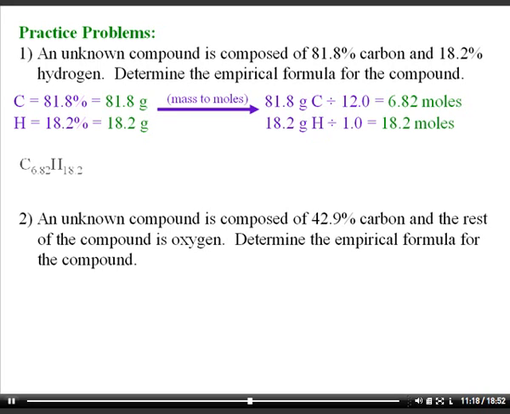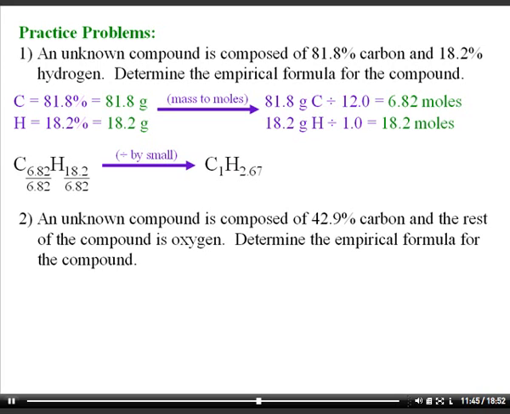So the formula for a compound right now is C 6.82, H 18.2. Now since that's not a whole number, we have to figure out a way to get it to be a whole number. So we follow the next part of the rhyme: percent to mass, mass to mole, divide by small. So when you divide by small, you're going to divide by the smallest number that you see. So 6.82 is smaller than 18.2, so we're going to divide each of them by 6.82. And that hopefully will get us to a whole number. If it doesn't, we'll follow the last part of the rhyme.